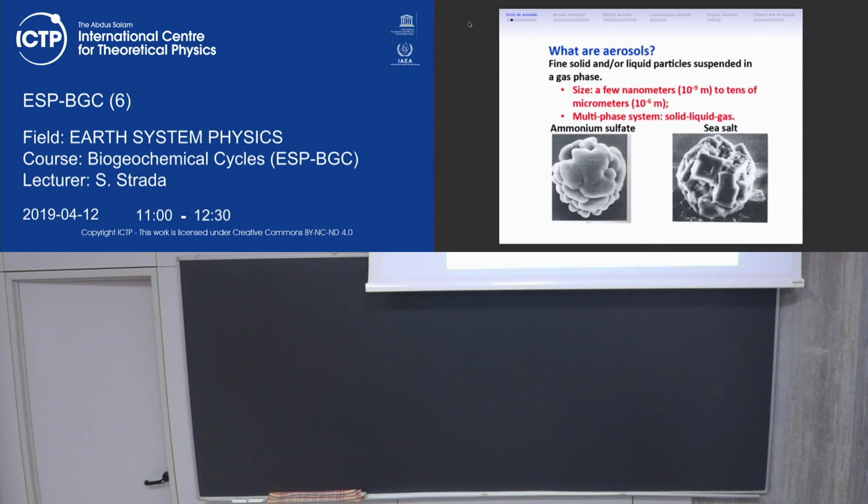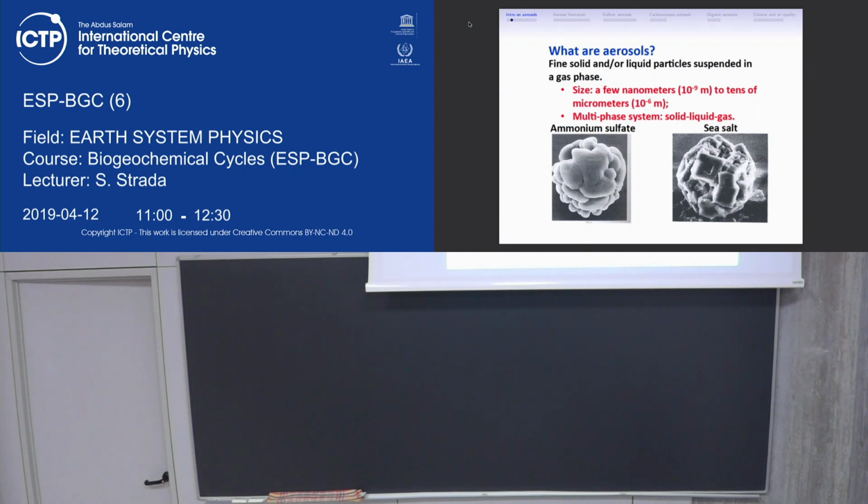So just as a short introduction, what are aerosols? Let's try to define this component of the atmosphere that is called aerosols, or also particulate matter, the acronym PM. It's a mix of solid and liquid particles that are suspended in a gas phase, the atmosphere. They are very tiny particles with a size that spans from a few nanometers to tens of micrometers. Compared to cloud droplets, they are quite small, because cloud droplets can grow even more, to hundreds of micrometers. But the most important thing is that they are a multi-phase system. So in an aerosol, we can have the solid, the liquid, and the gas phase.